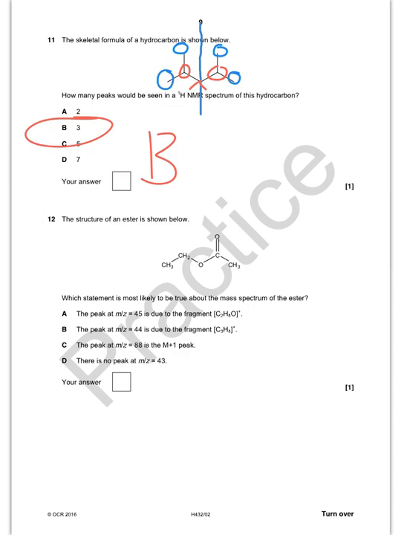Right, I've got a nice ester here. So what statement is most likely to be true about the mass spectrum of this ester? Well, if we start from the top, the peak m/z 45 is due to the fragment C2H5O+. Well, if you have a look, that there is C2H5O.